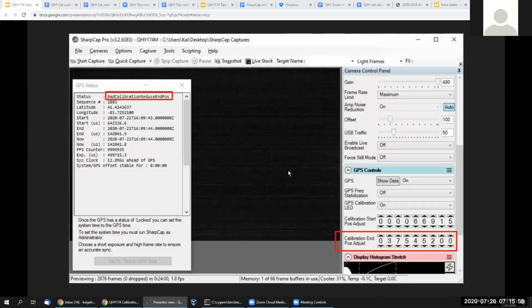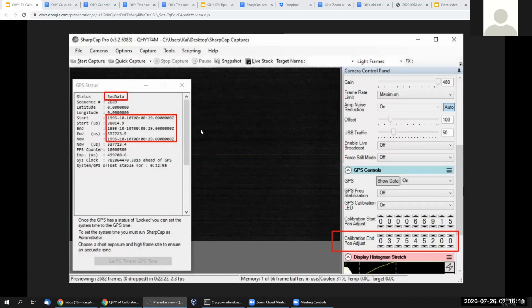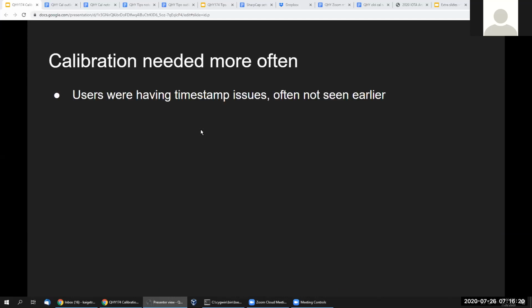So of course, the biggest problem we've seen is this bad calibration reduce end pause error here in the GPS window, okay? And even worse, sometimes we might see the timestamps here will be not just stale, but not even changing, and they'll be frozen. So we'll get back to diving into this in a minute, but the point I'm making here is that these things started appearing recently. So Robin Glover, who's the author of SharpCap, the software we use, noticed this from a bunch of users, and these things weren't seen earlier.